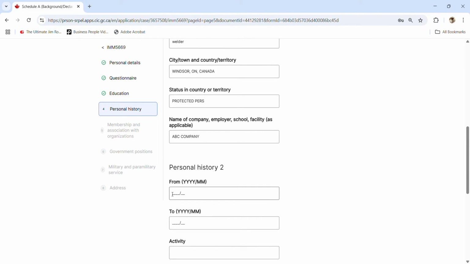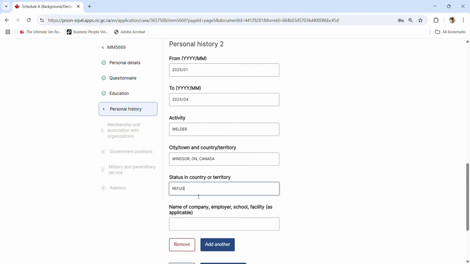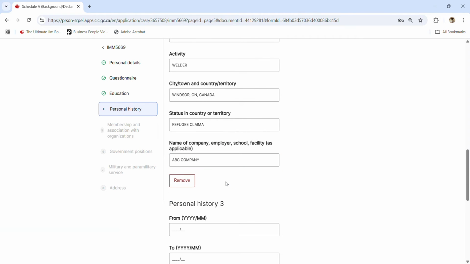Okay, so personal history number 2, from 2025-01 to 2025-04, that is in April. Welder as well, in Windsor, Ontario, Canada. Status in the country, he was refugee claimant. Okay, name of company, ABC company. The same company he is working at right now, but the status in the country is different, so I put it as a different entry, okay?